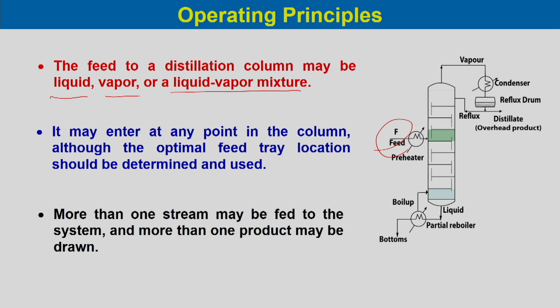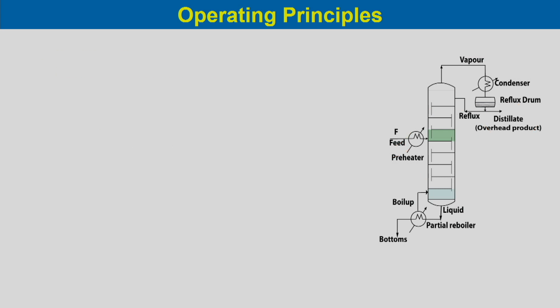More than one stream may be fed to the system and more than one product may be drawn. So, instead of a single feed, you can have multiple feed trays in the column, and also for the product, instead of taking product only at the top, you can have different cuts at different locations. You can feed at multiple points, and you can also withdraw product at multiple points throughout the tower.